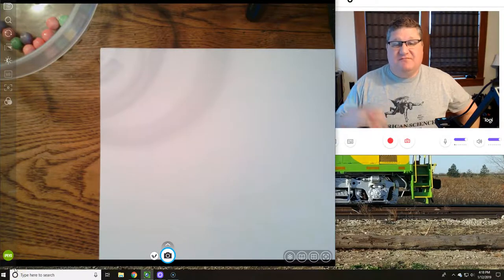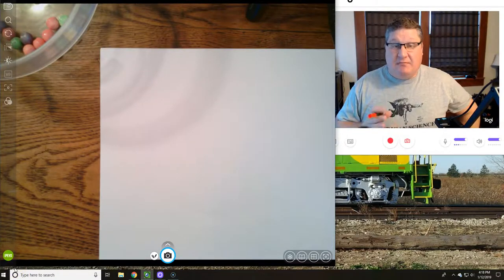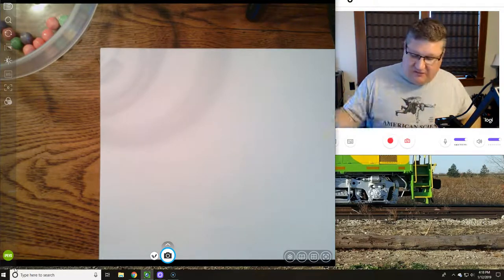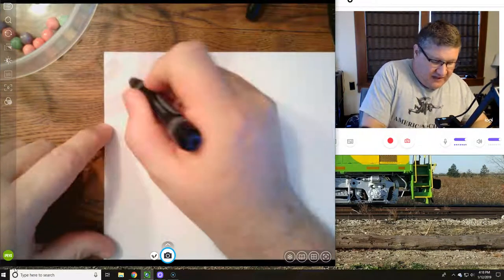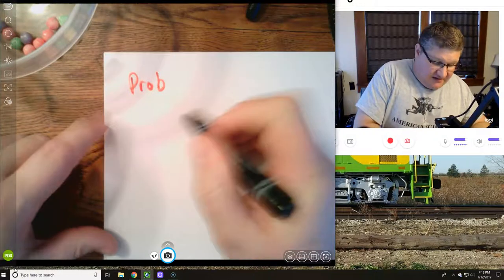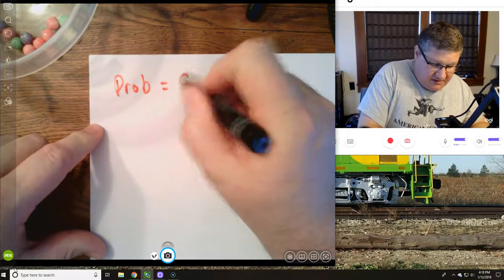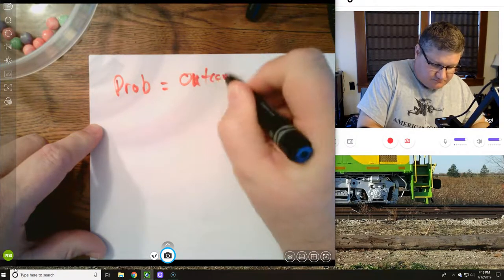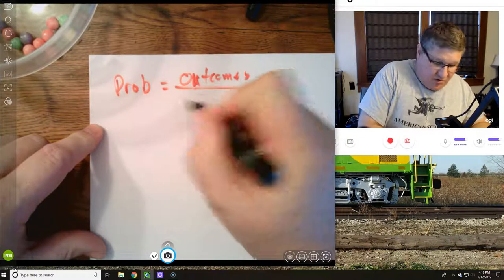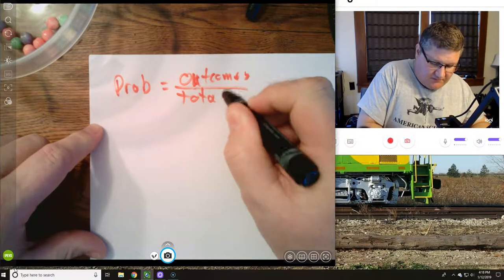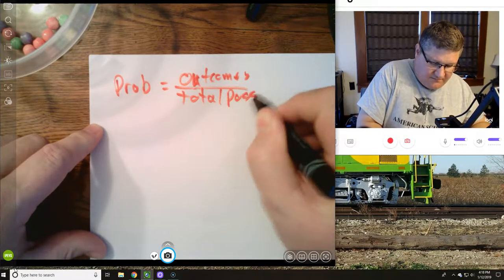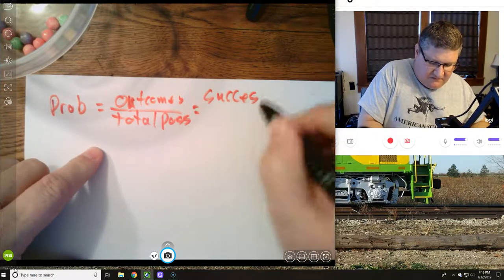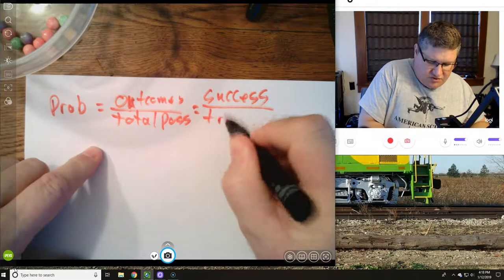Okay, ladies and gentlemen, let's talk a little bit more about probability. And in this case, we're going to get a little bit more complex. Now, let's just do a quick review. Classical probability says that your probability is your number of possible outcomes over the total possible. Another way to say that is successes over trials.